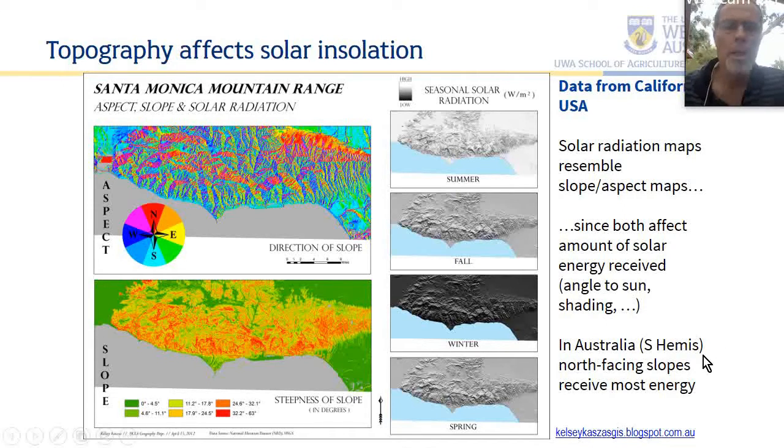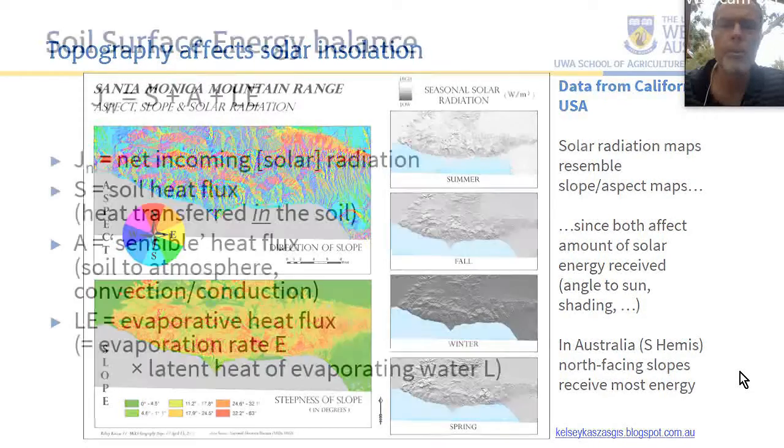In Australia, it's the other way around. Our north-facing slopes receive the most energy, and that effect is more pronounced at higher latitudes than it is at lower latitudes. So you might want to think about some of the reasons for that. So we need to consider both where we are on the Earth and where we are in relation to the local topography as well.